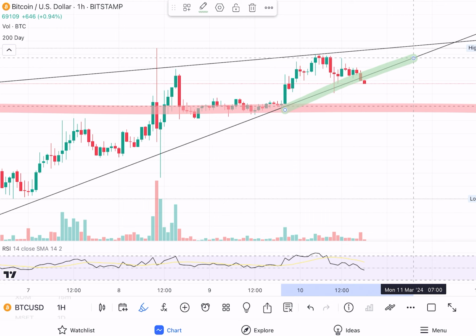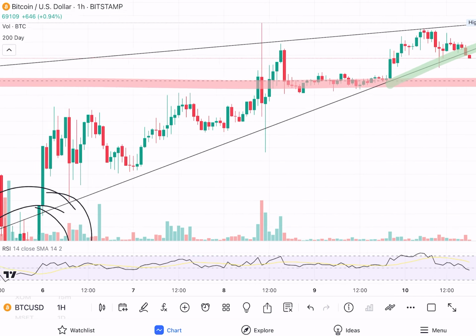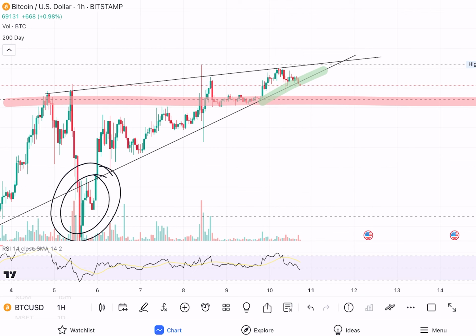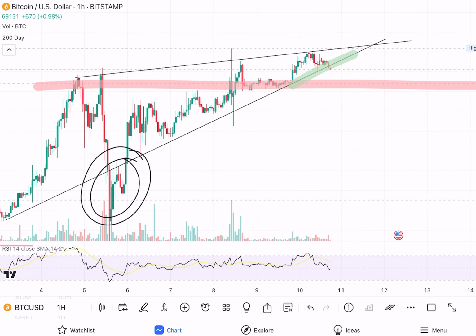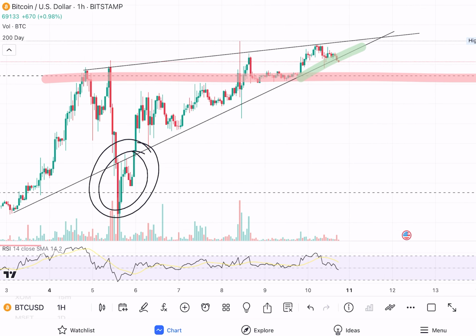I think it's a break of the trend line. It'll likely come down, retest 68,000. If it doesn't stay there for very long, then the next support is pretty far down at 62,000. Okay, so that's the hourly chart for Bitcoin.